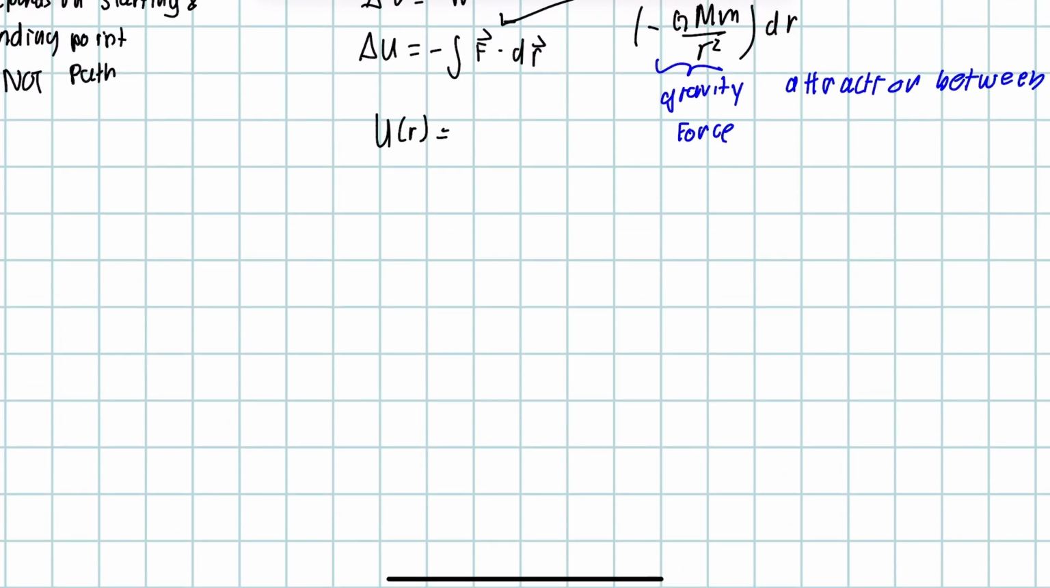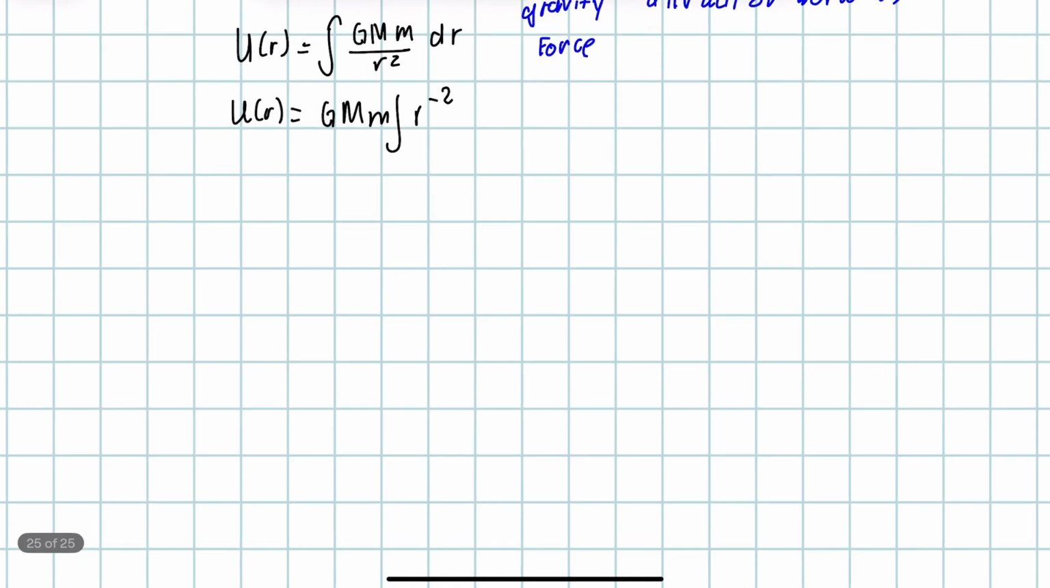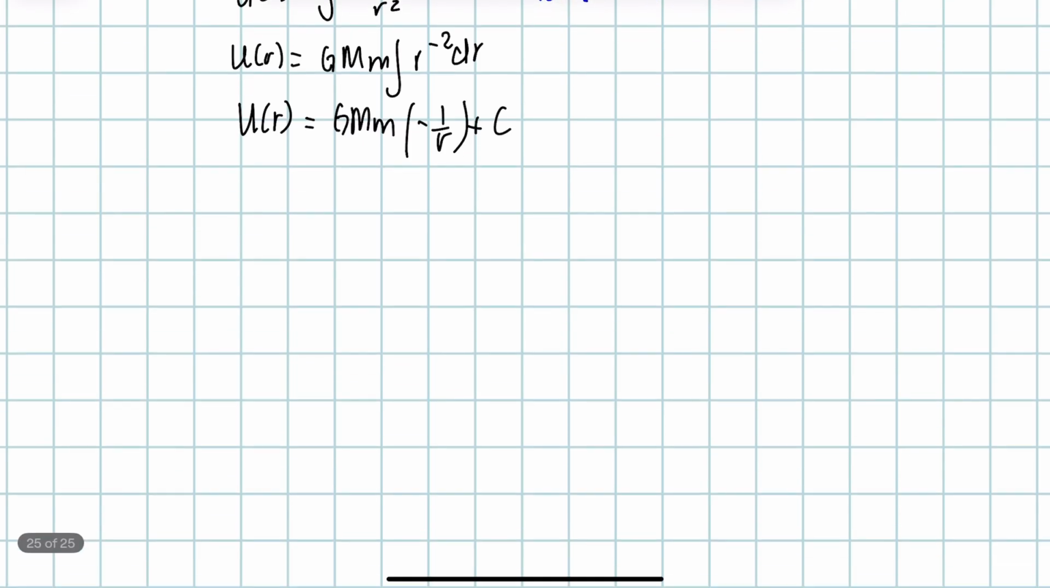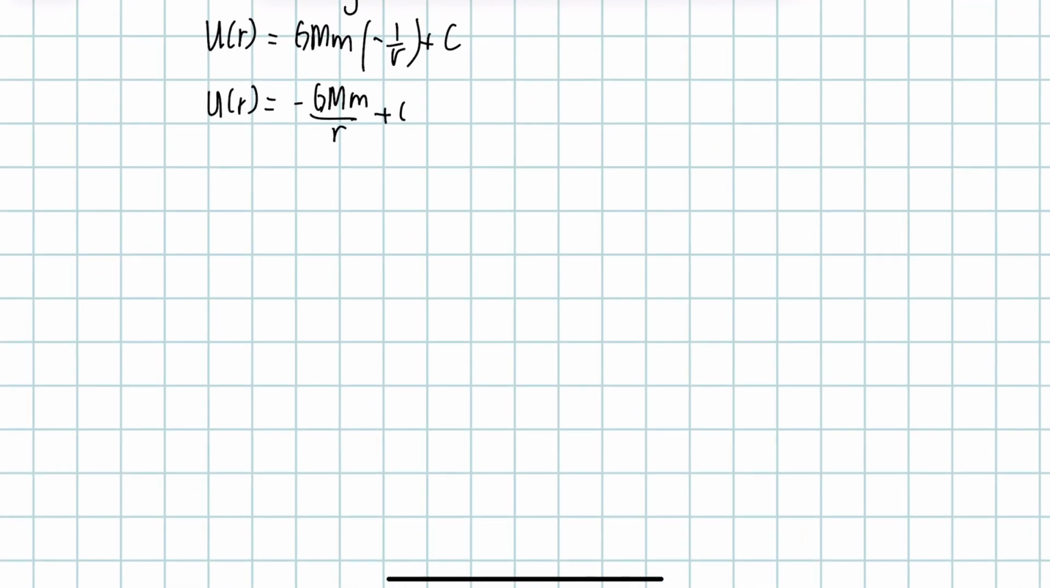So U of r is just equal to the integral of G times M m divided by r squared times dr, and then U of r is equal to G M m times the integral of r to the negative 2 times dr, and then U of r is just going to equal G M m times negative 1 over r plus c, by using the power rule. And then we have U of r equal to negative G M m divided by r plus c.